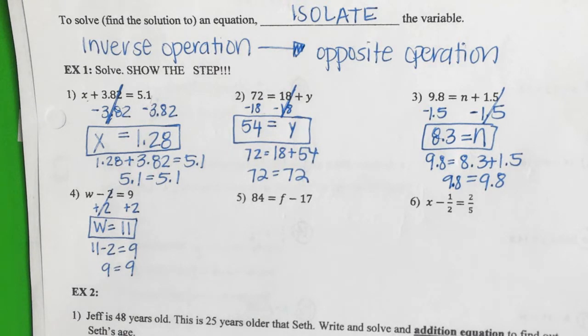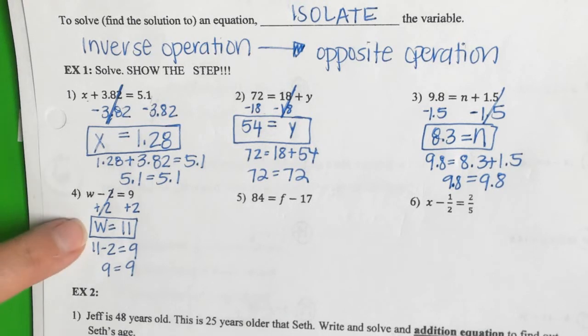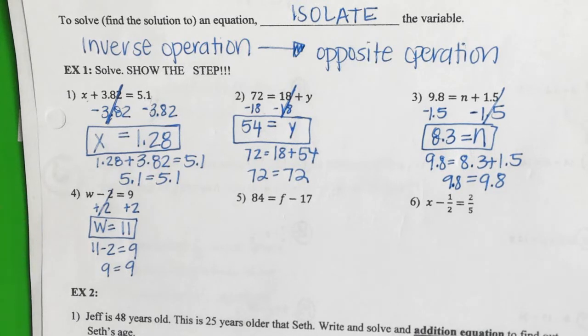Make sure you're getting these copied down. These will be great examples for homework. Would 11 be your solution, or would W equals 11 be your solution? Excellent job. Yes, W equals 11 is your solution.